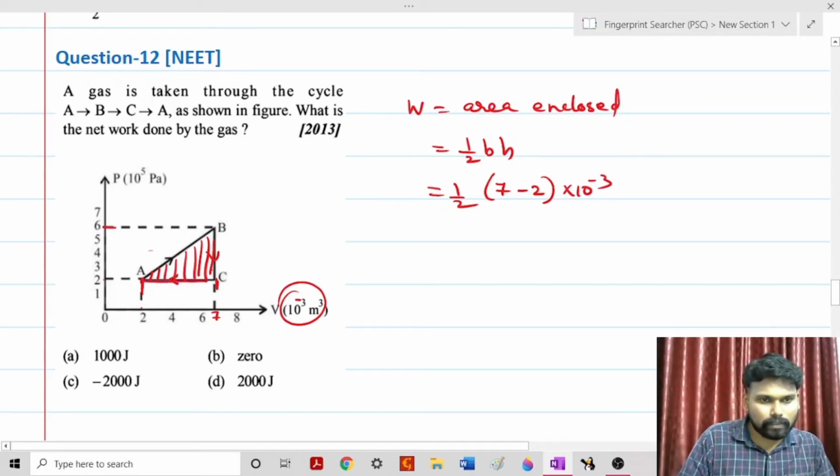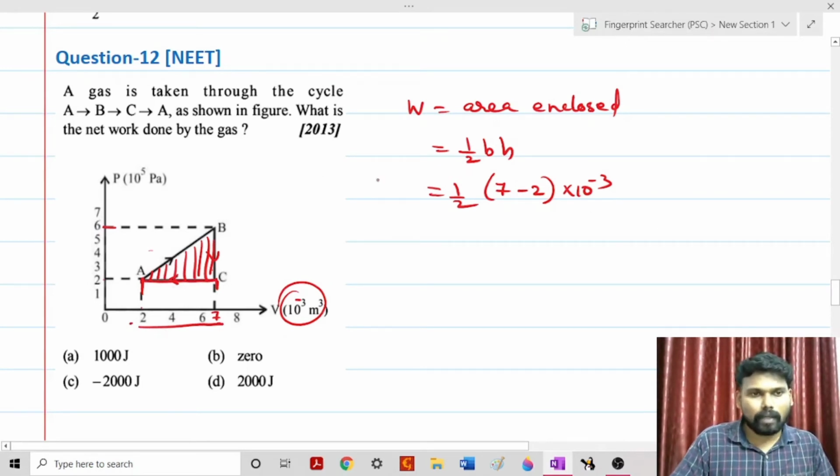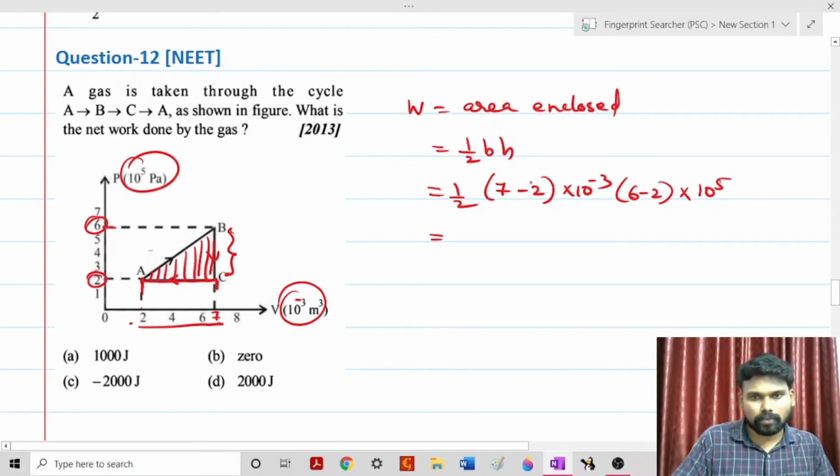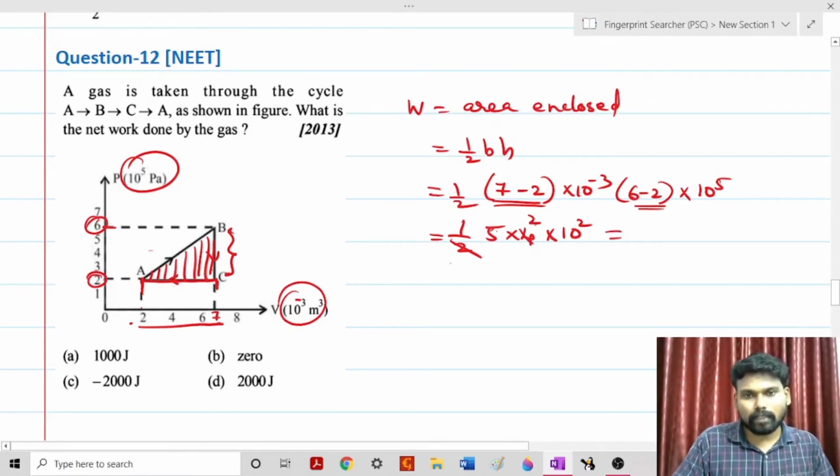So when we take the base, you have to take 7 minus 2. 7 minus 2 is this length into 10 raised to minus 3. And what is the height? It is 6 minus 2, this height. 6 minus 2 multiplied by 10 raised to 5. So this is half into 5 into 4 into 10 to the power of 2. So 2 and 4 cancel. It is 10 into 10 to the power of 2. It is 10 to the power of 3, which is 1000 joule. Sorry, 1000 joule.